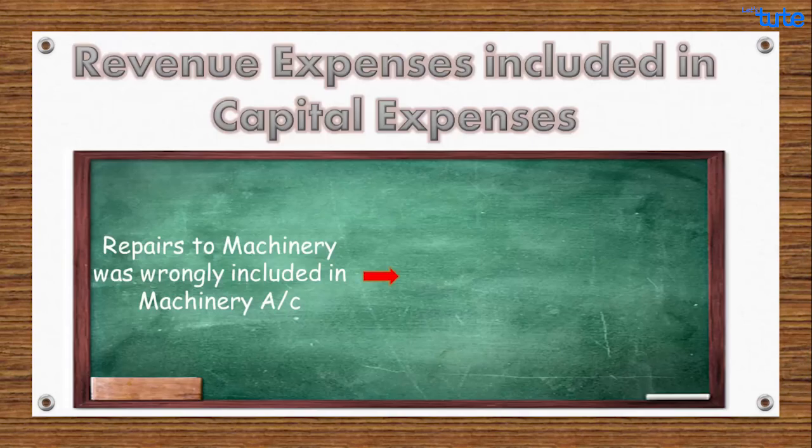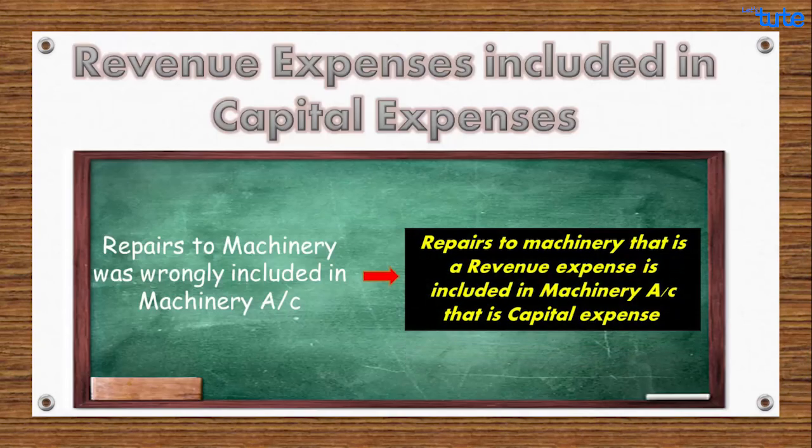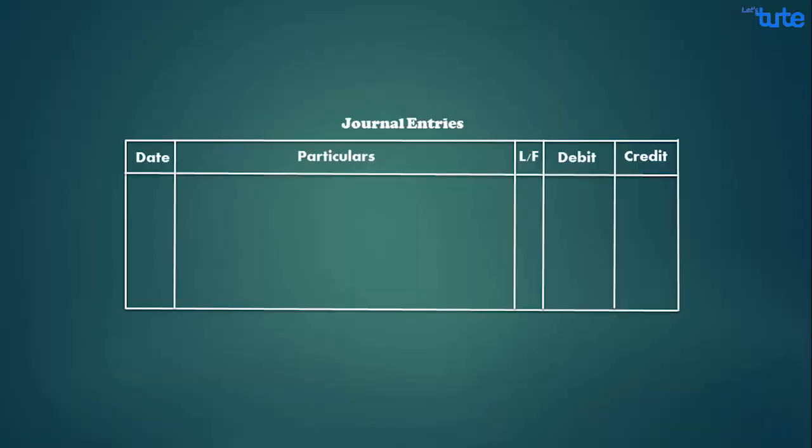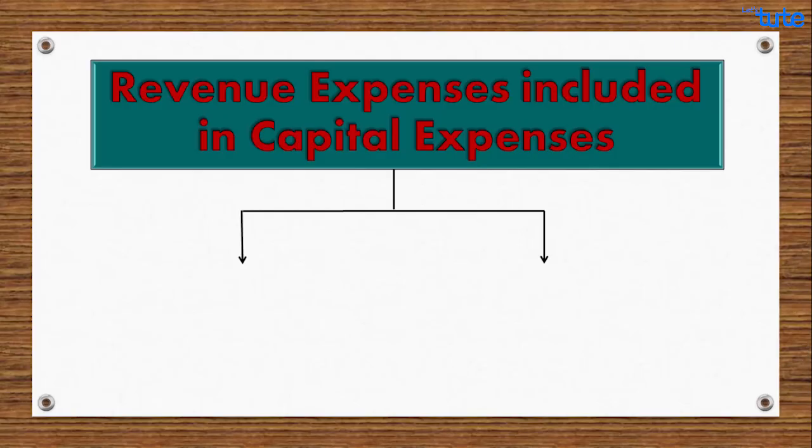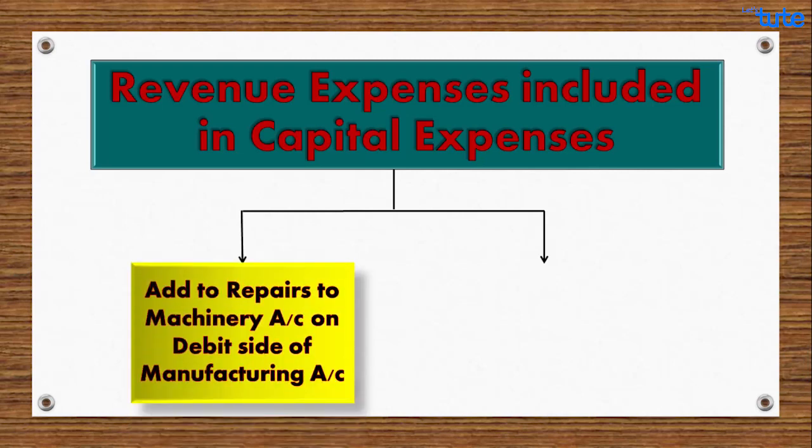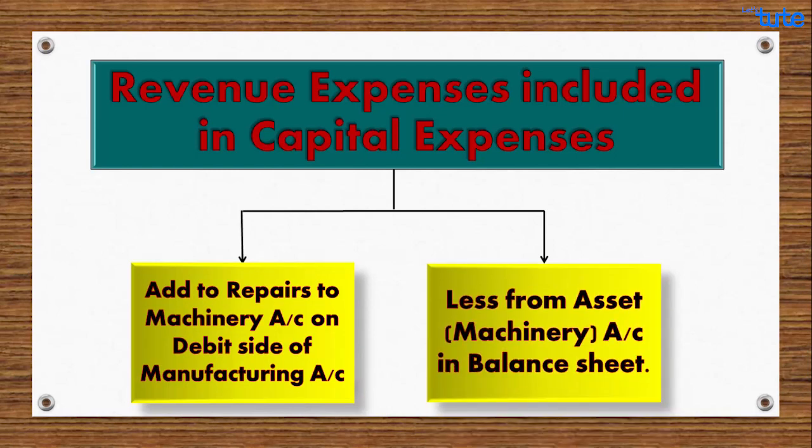In the opposite case, if repairs to machinery, that is revenue expense, is included in machinery account, which is nothing but capital expense, the journal entry for rectifying this error will be repairs to machinery account debit to machinery account. The two effects are, the first one is add to repairs to machinery account on debit side of manufacturing account, and the second effect is less from assets, that is machinery account, in balance sheet.